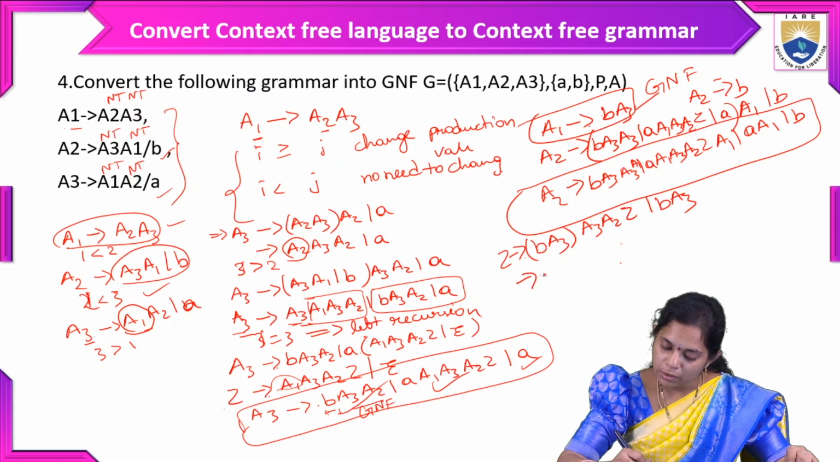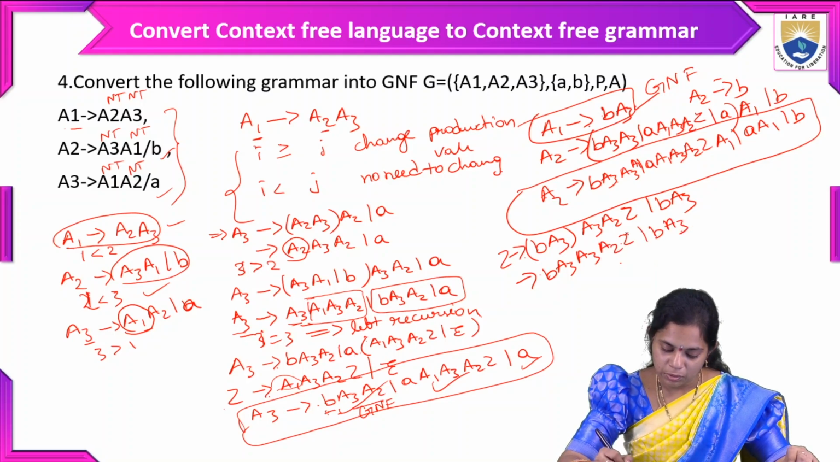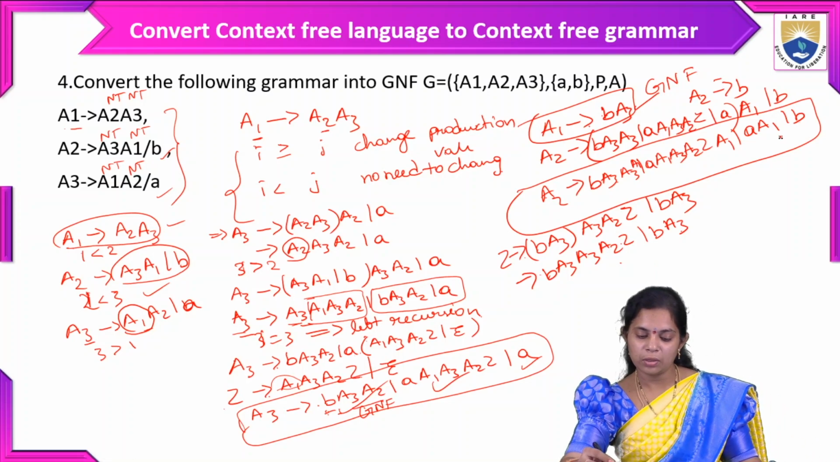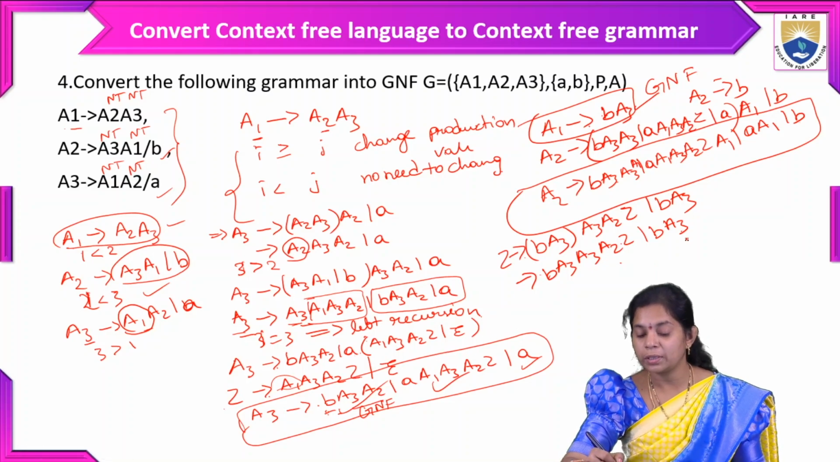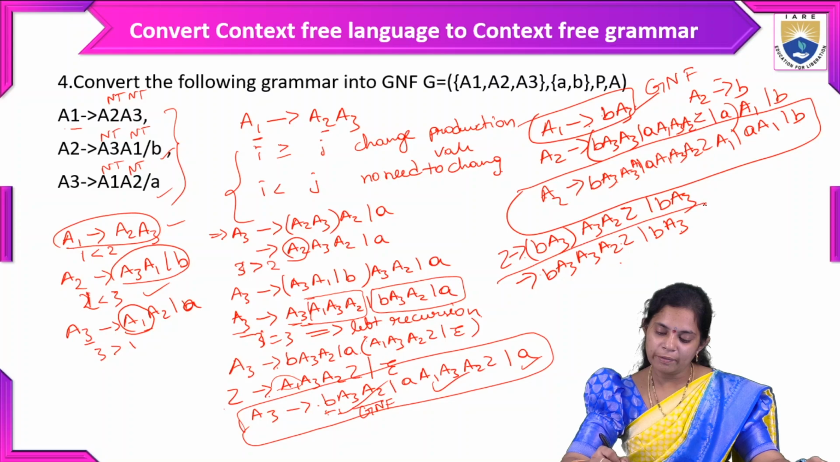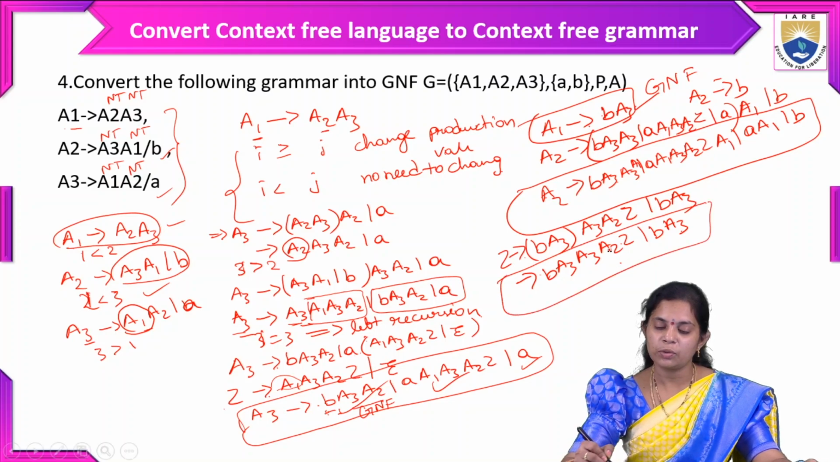So here B A3, A3, A2, Z. So B A3. Like this we can convert the whole given grammar into GNF. So all together, this grammar is converted into GNF.